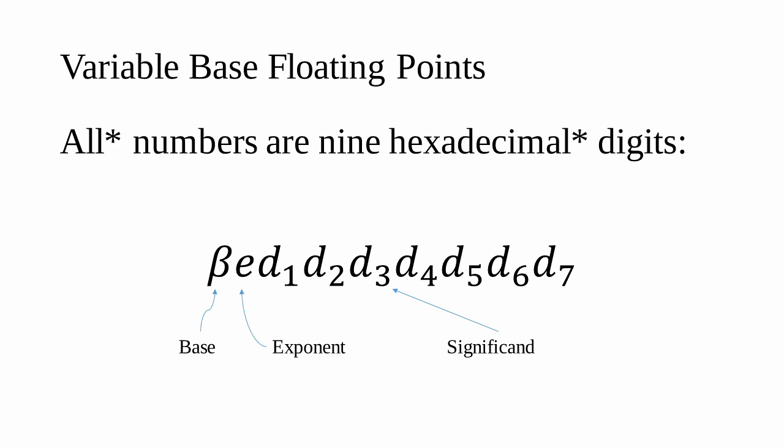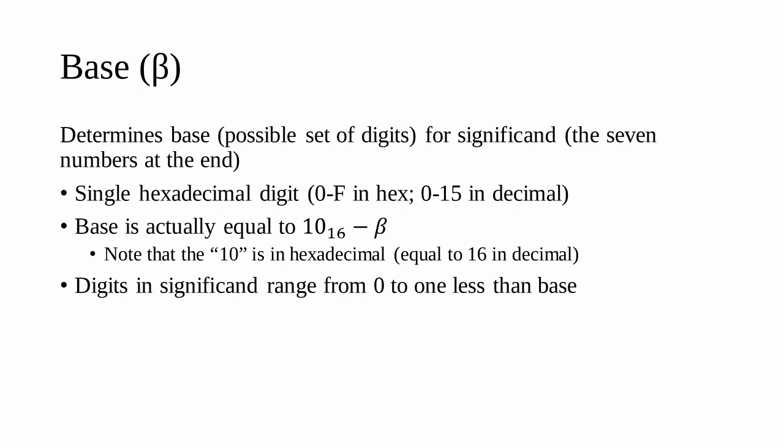We will represent them abstractly as beta E, D1, D2, D3, D4, D5, D6, D7. Beta and E are single hexadecimal digits, with the base of the 7-digit significand at the end being equal to 16 minus beta. Note that since we're working in hexadecimal, the number that looks like 10 is actually 16. Each digit of the significand is then set to a value between 0 and 1 less than the base.